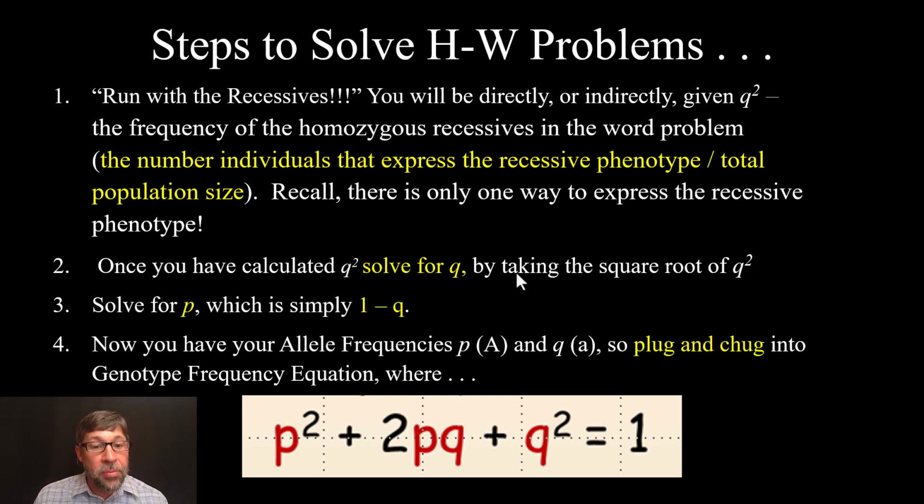So next I'm going to solve for P. In order to solve for P, the allele frequency for the dominant allele, I'm going to do 1 minus Q. Then I have solved for both Q and P. Now that I have my allele frequencies, in order to get my genotype frequencies, I'm just going to plug and chug P and Q into the equation. 2 times P times Q is the heterozygous frequency, and P squared is the frequency of the homozygous dominance.